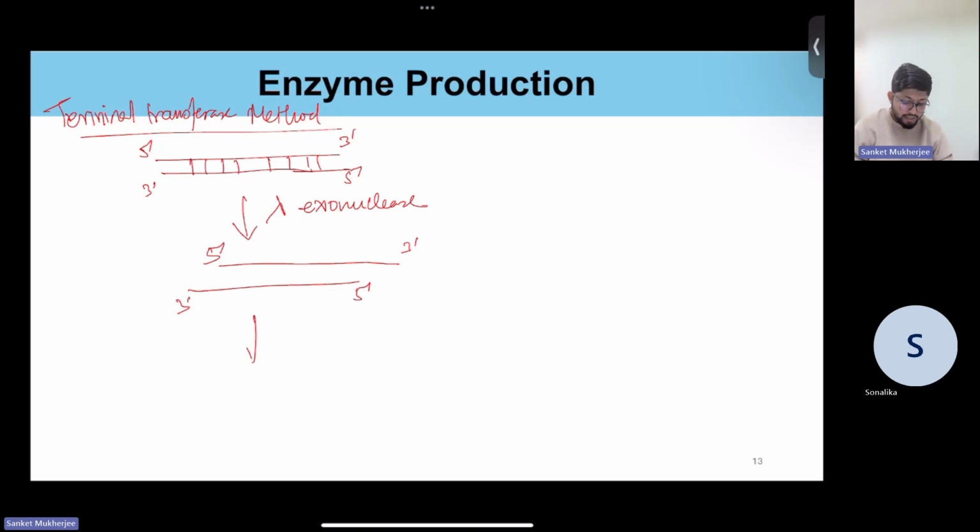And then you will add a terminal transferase and radioactive ATPs. They will add A's, obviously, and they will be radiolabeled.